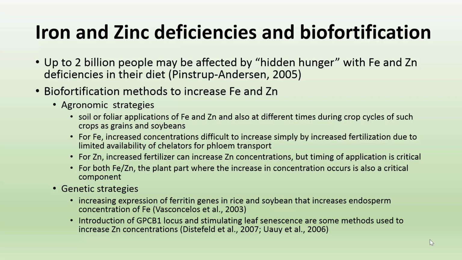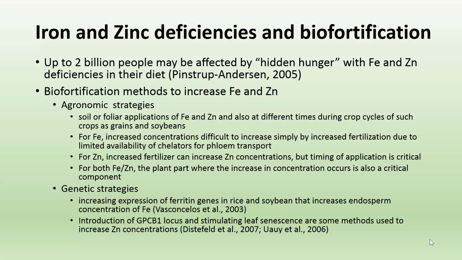Genetic strategies are also commonly studied with the aim of increasing iron and zinc concentrations in plant products. Research has shown that increasing the expression of ferritin genes in rice and soybean increases endosperm concentration of iron. Other researchers have proposed that the introduction of genes at specific loci or stimulating leaf senescence could increase zinc concentrations in grains.